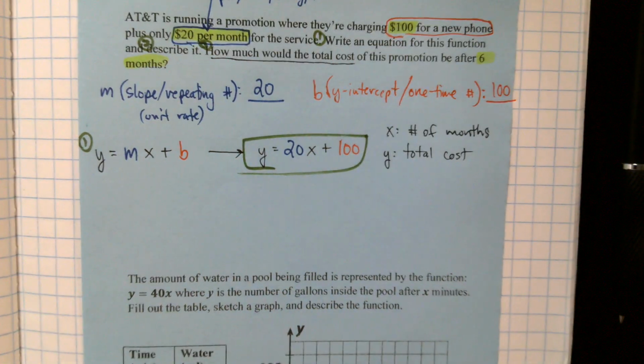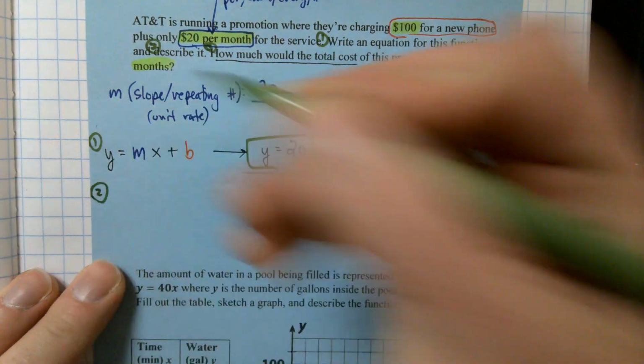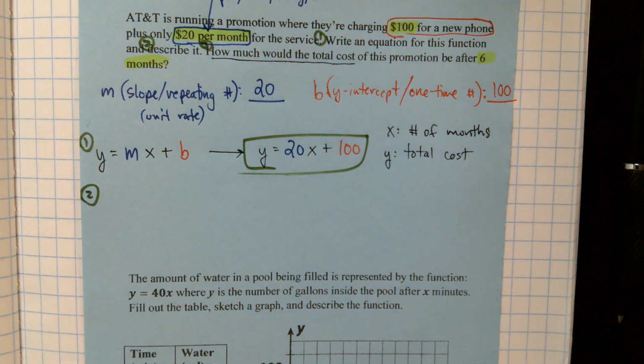Now that I have this function, what can I do with it? First, I'm going to do 2 things. What's the first thing I need to do based on the problem? Describe it. Well, it's got an m and it's got a b and it's got an x and a y. Is that a good description that's going to get me full credit? No. What type of description am I looking for?